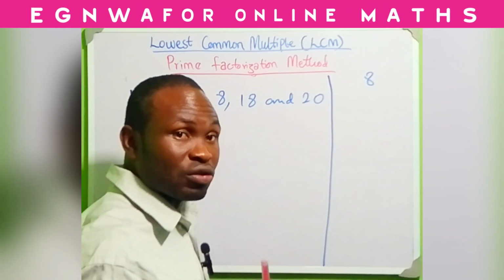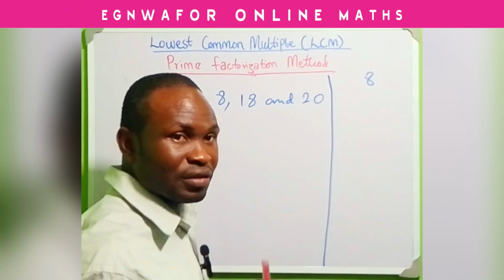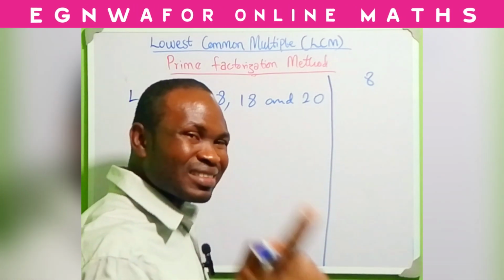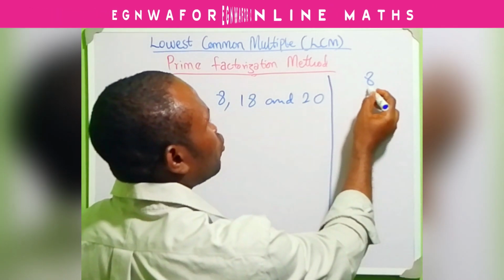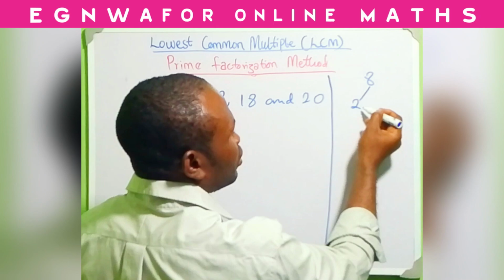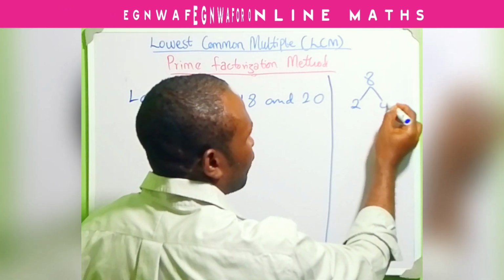The first prime number is 2, followed by 3, followed by 5. Any prime number that can divide it, I will use to divide, but you could start with the smallest. So 2 will go. When you divide 8 by 2, it will give you 4.